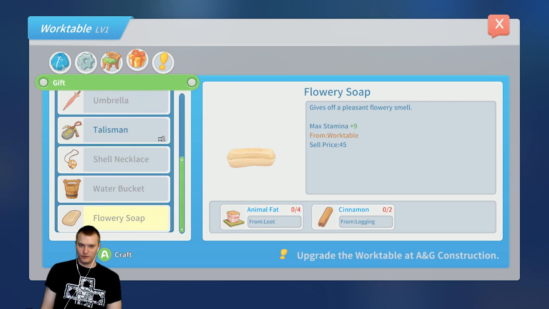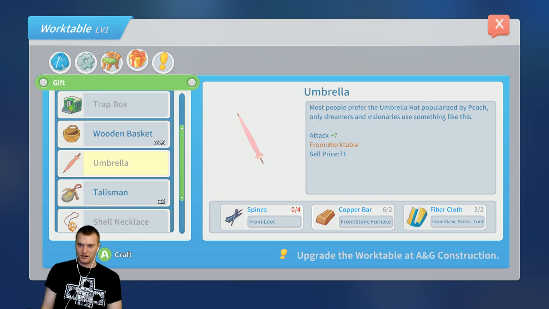does an umbrella do? Umbrella. Most people prefer the umbrella hat, popularized by Peach. Only dreamers and visionaries use something like this. That is an expensive recipe. And if it uses 4 spines, why did he want 20? 20 is not evenly divisible by 4.